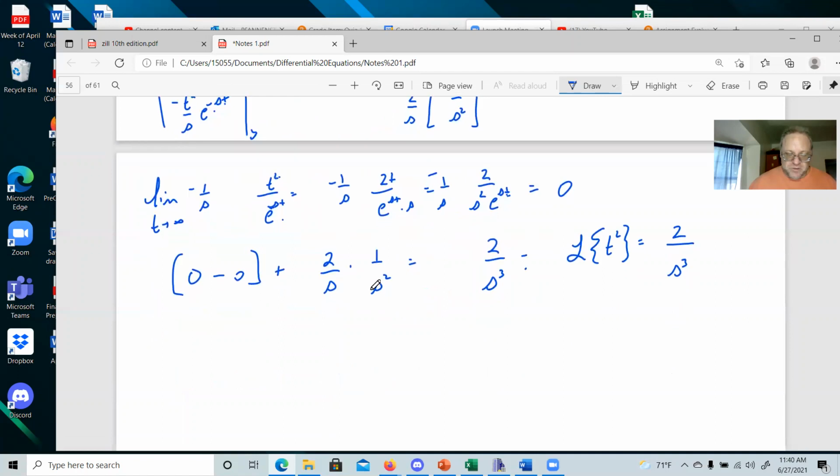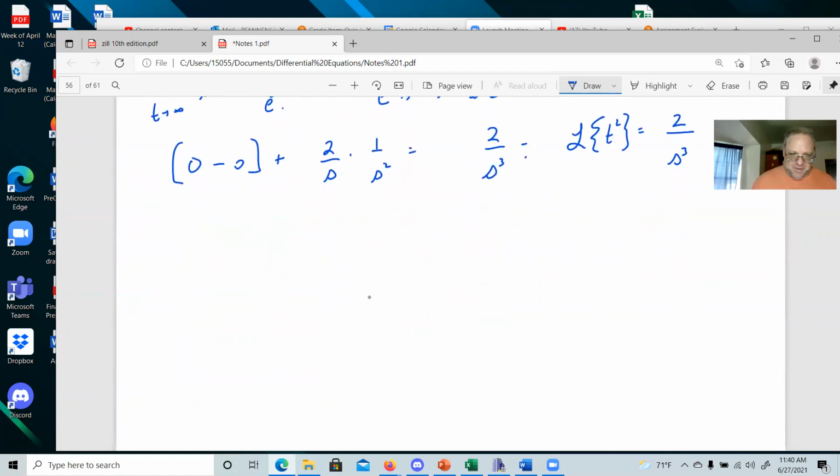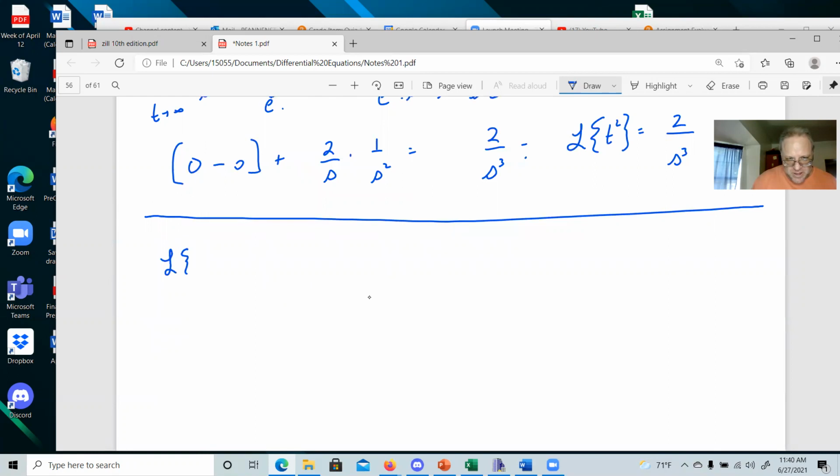Let's see. Do we want to do t cubed? Maybe. All right. So we're going to do this really short here. So t cubed. Okay. What if I want to do something more interesting?